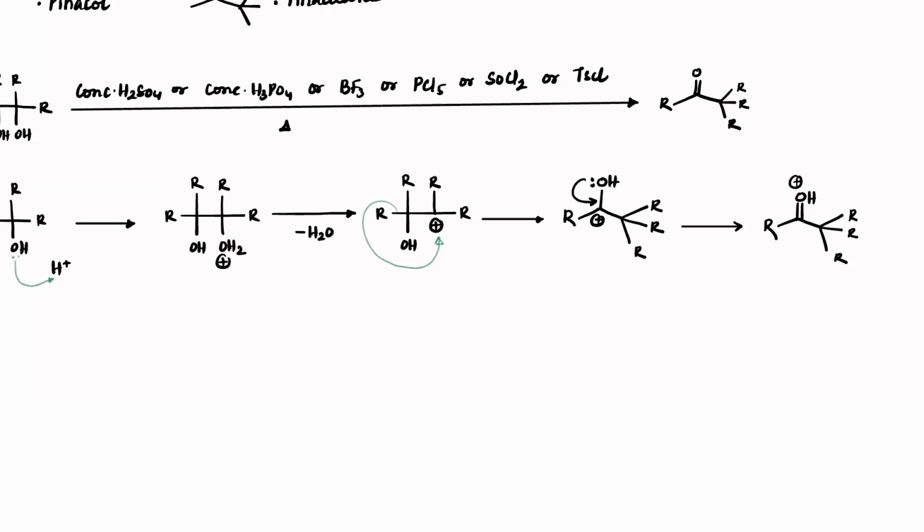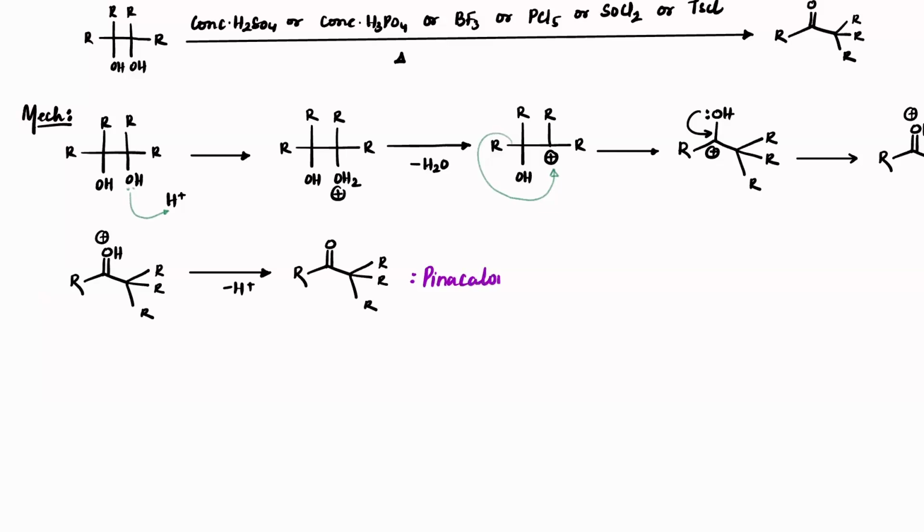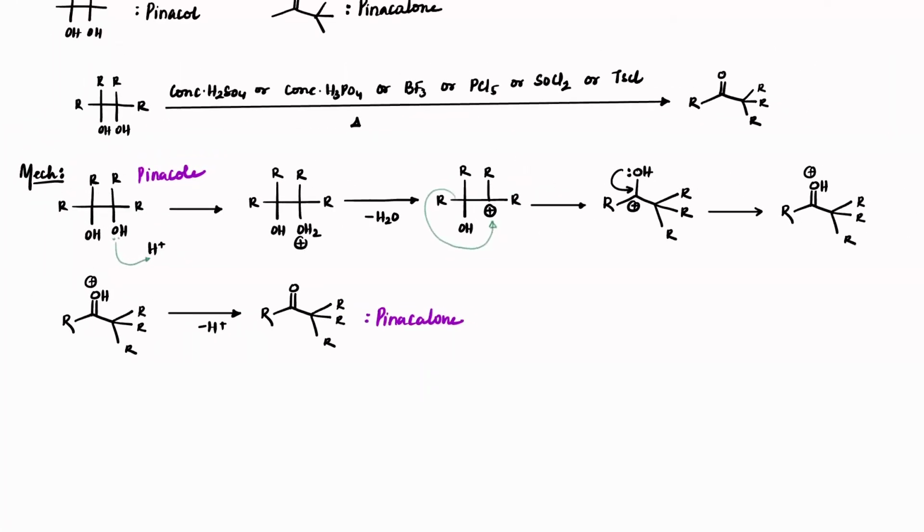Okay, and you can see, last thing, deprotonation will take place. The first step was protonation, now it is deprotonation. So due to deprotonation, that H plus and positive charge will go away, and finally you will get pinacolone. So starting with pinacol, converting into pinacolone. Got it? Let us do step by step.